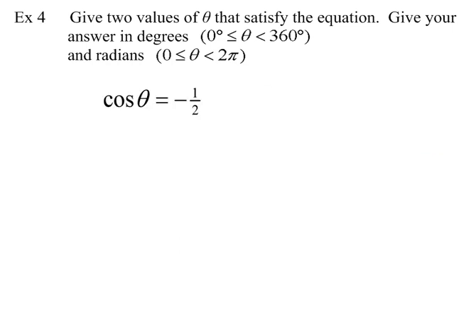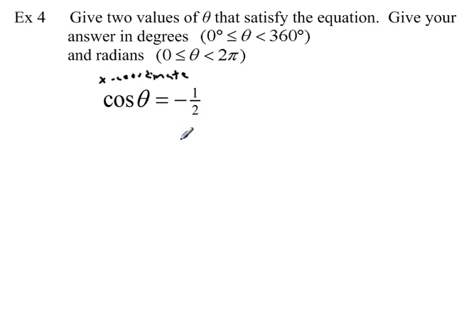Okay, so let's look at one more example kind of like that. So cosine of theta equals negative 1/2. So again, we can use our unit circle, find 2 places on the unit circle where the cosine, which is the x-coordinate, is equal to negative 1/2.